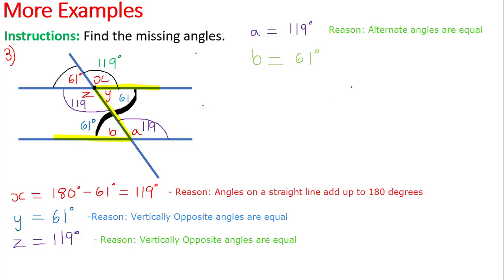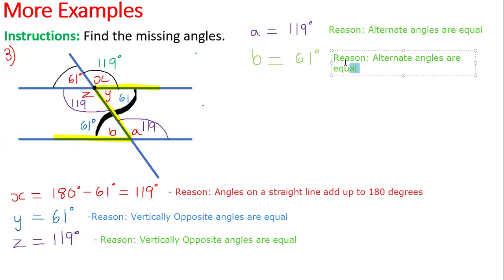And so that's how we could fill out the entire, at least most of it, with just one angle. All we needed was one angle. Once they give us one angle, we could figure out all of the rest because of all of the rules that we know. Okay, so the reason is alternate angles are equal.